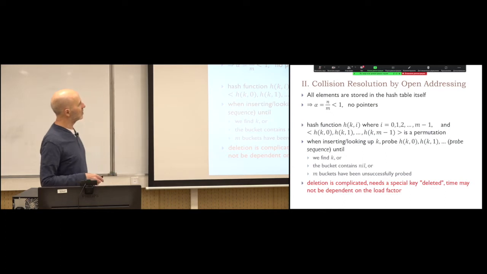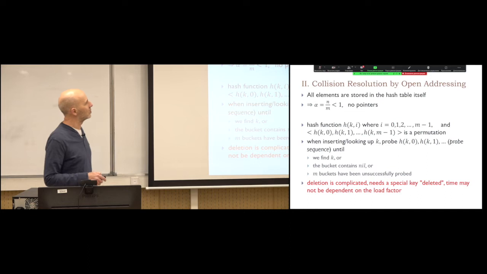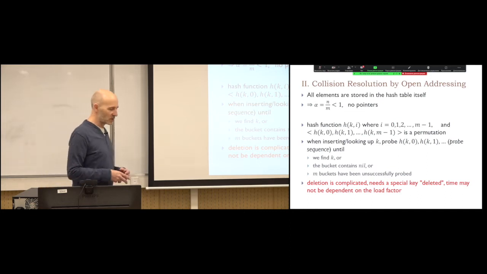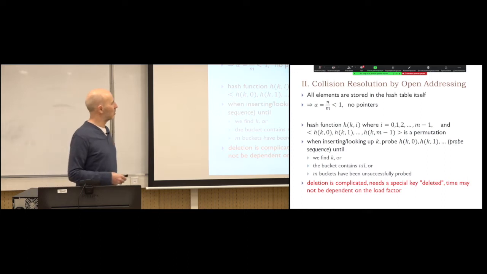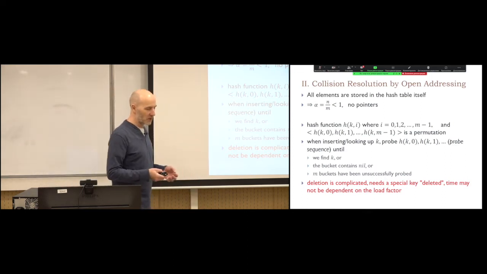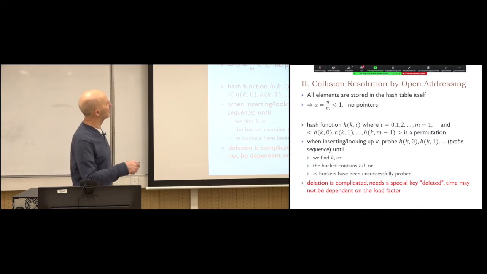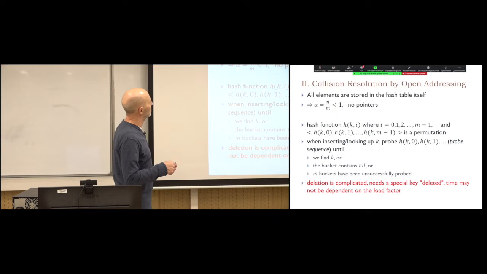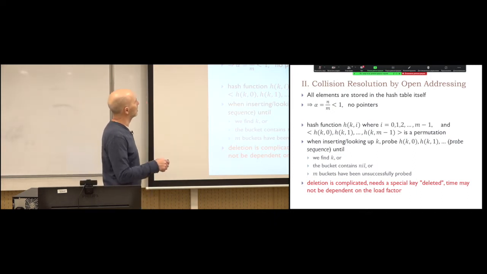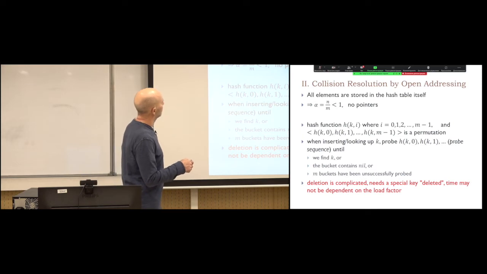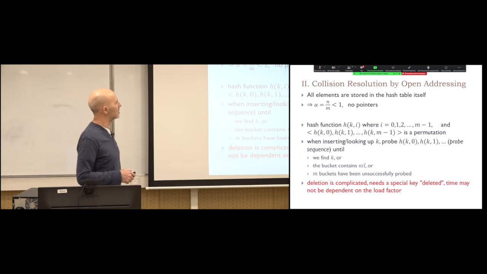So the second method for dealing with collisions is the so-called open addressing. In open addressing, we don't have lists. We allocate sufficiently large memory to store all objects in the hash table. So here the load factor should be smaller than 1. We should have more buckets than the objects that we store in the table.